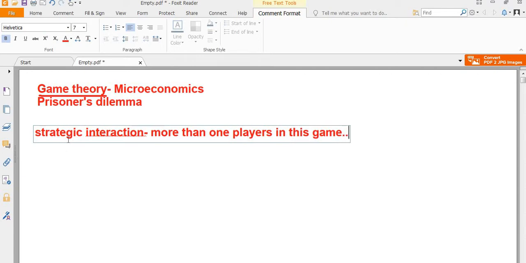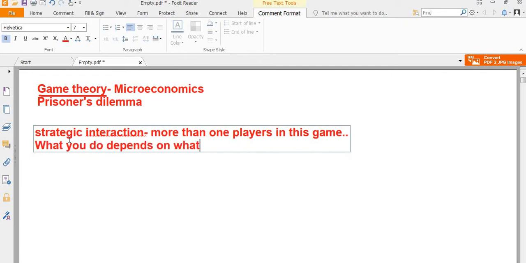Where does this game come from? The game comes from the fact that what you do depends on what I do and vice versa. So what you do depends on what I do and vice versa.